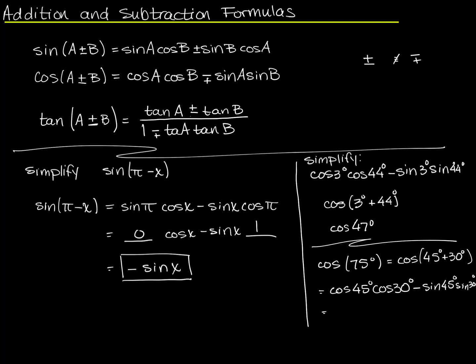But I know what the cosine of 45 degrees is. It's square root of 2 over 2. And I know what the cosine of 30 degrees is. It's square root of 3 over 2. And the sine of 45 degrees is root 2 over 2. And the sine of 30 degrees is a half. So I can evaluate this: root 6 over 2 minus root 2 over 2, common denominator. So I have root 6 minus root 2 over 2.